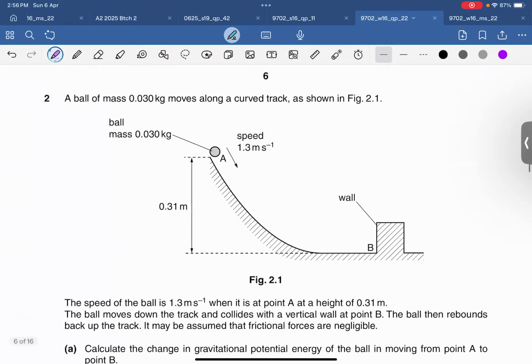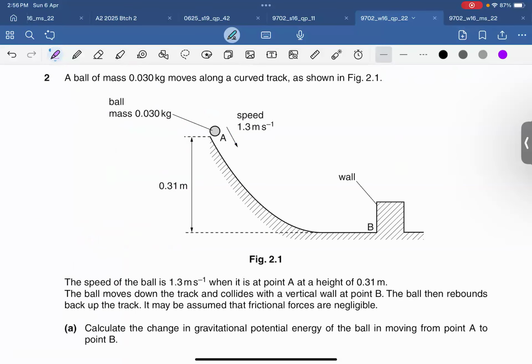जी. ओके. आ जाओ, जरा रीड कर लो यूसुफ ये क्वेश्चन. अच्छा. A ball of mass 0.03 kg moved along a curved track as shown in figure 2.1. The speed of the ball is 1.3 meters per second when it is at a height of 0.31. The ball moves down the track and collides with a vertical wall at point B. The ball then rebounds back up the track. It may be assumed that the frictional forces are negligible. Calculate the change in gravitational potential energy of the ball in moving from point A to point B.